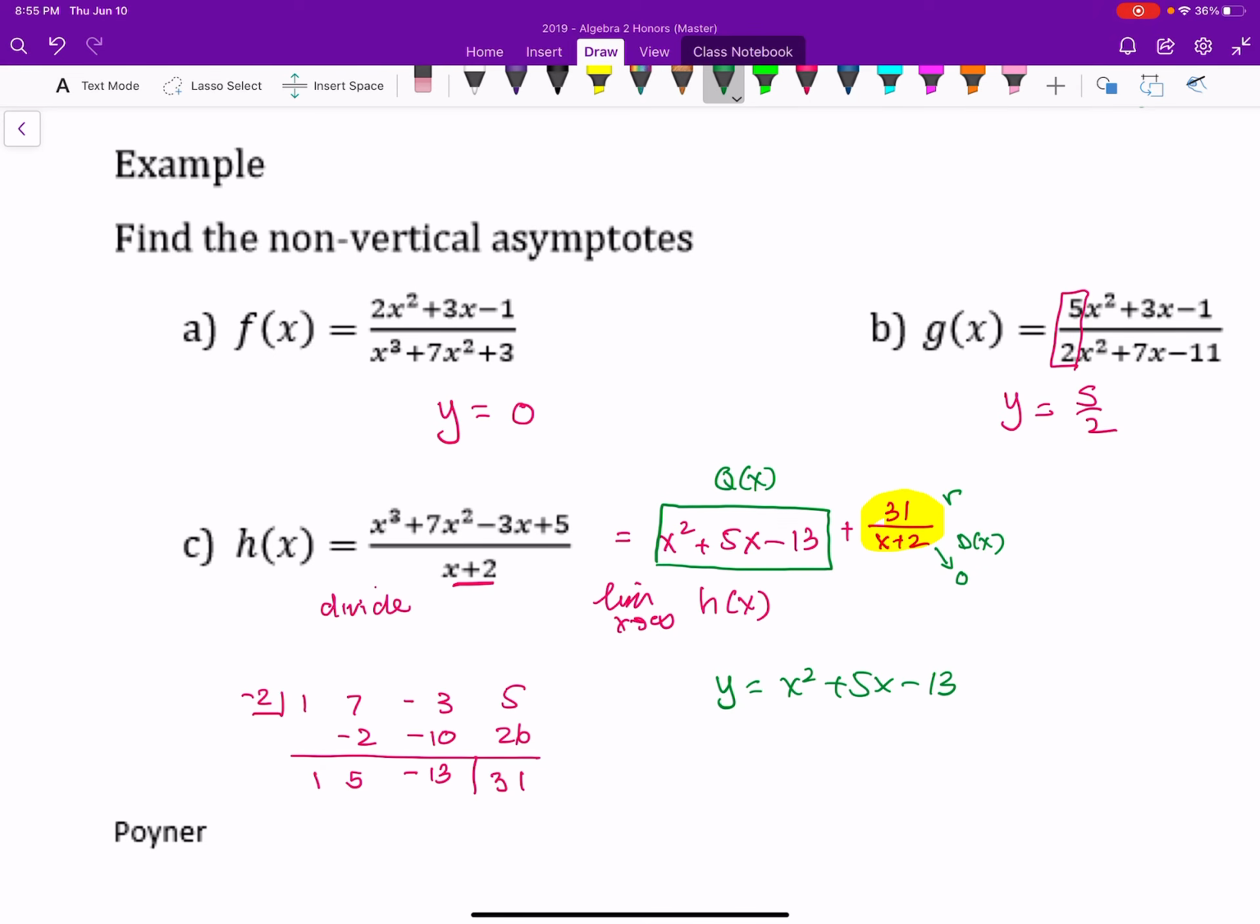So if the degree is higher in the numerator, you have to do a little bit of division. In this case, the denominator happens to be a binomial, so we can just use synthetic division. If it wasn't, we would have to use long division.